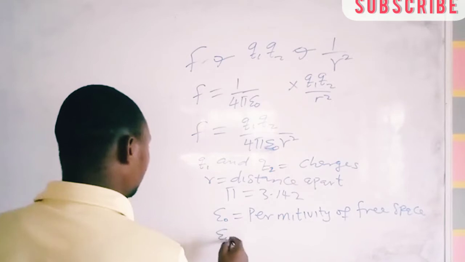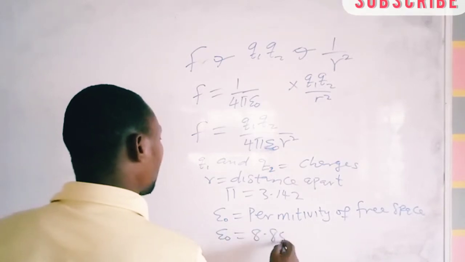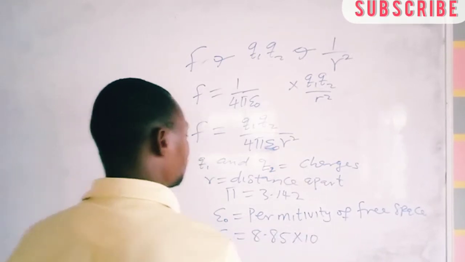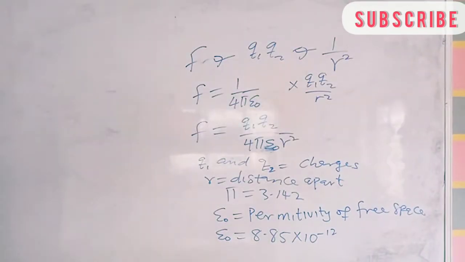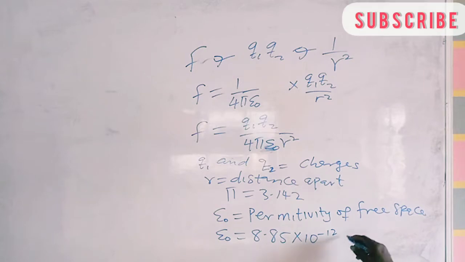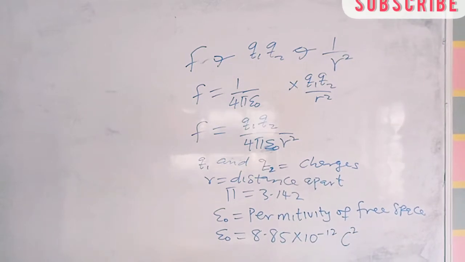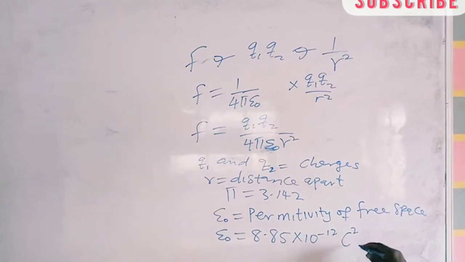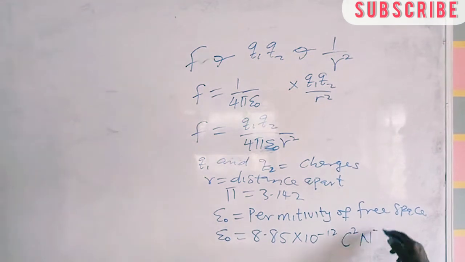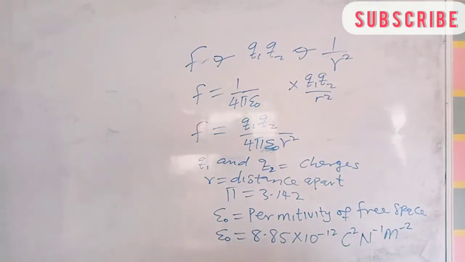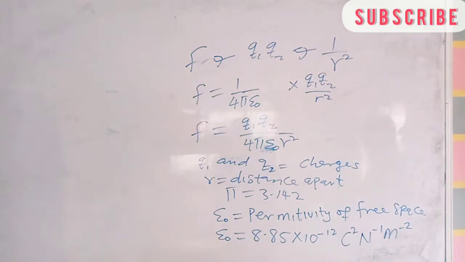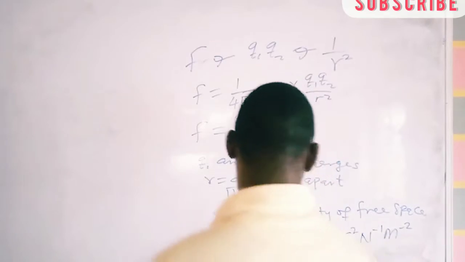which is given by E naught equals 8.85 times 10 raised to the power minus 12 coulomb square per Newton per meter square. Okay?